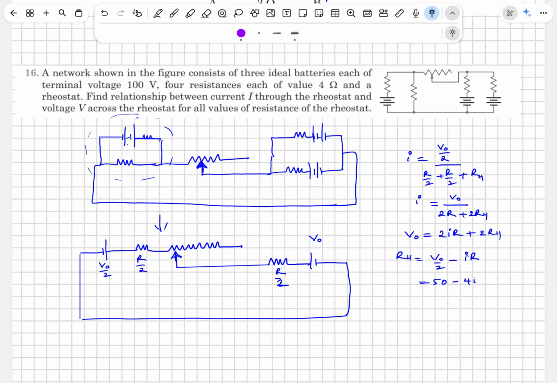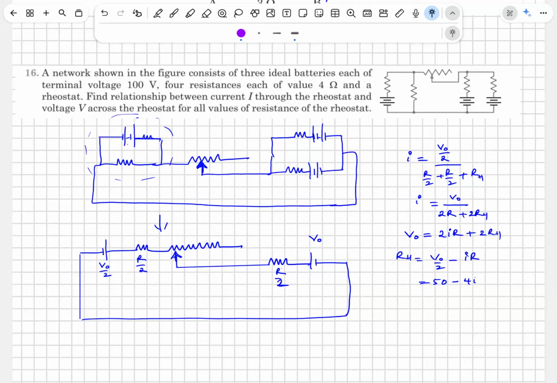Done. Question is over. Now the majorly current is this is driving. Opposite driving is V naught by 2. Total resistance is R by 2 plus R by 2 plus R rheostat. Done.